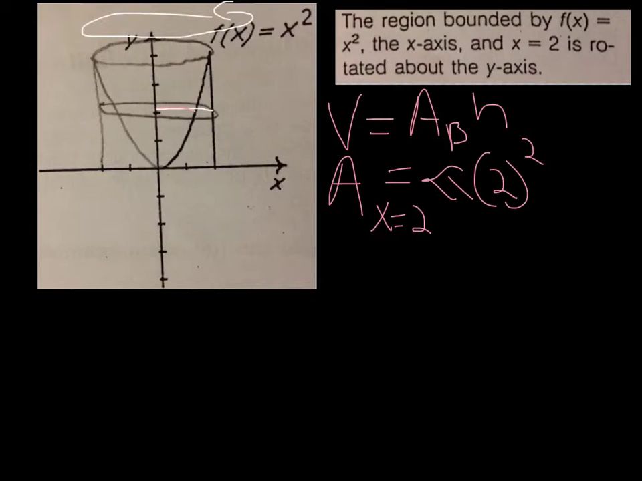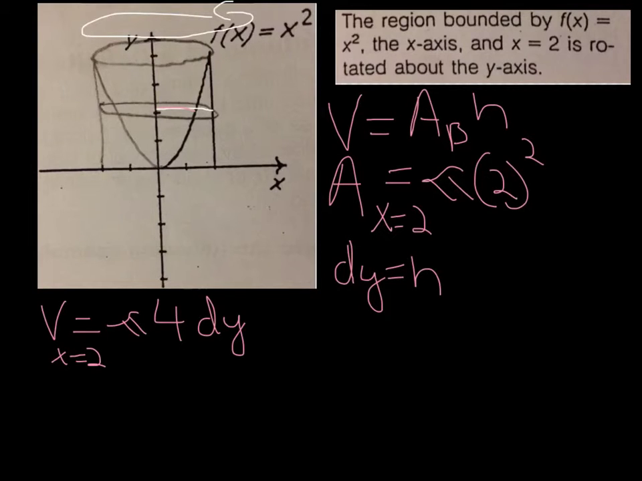And then for the height, the height is going to be the same as the width of the washer. The width of the washer is going to be the same as a change in y values, not the change in x anymore, because we're going perpendicular to the y-axis. So now h has to be dy. So dy equals h. Okay, so we found the volume at x equals 2, and it's going to be pi times 4 dy.